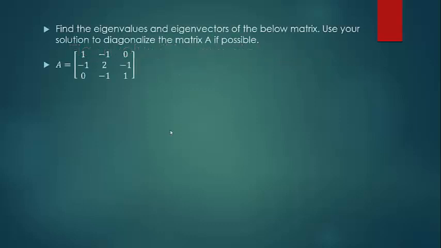Okay, so here's the problem. Find the eigenvalues and eigenvectors of the below matrix. Use your solution to diagonalize the matrix A if possible. So we have the matrix given right here.